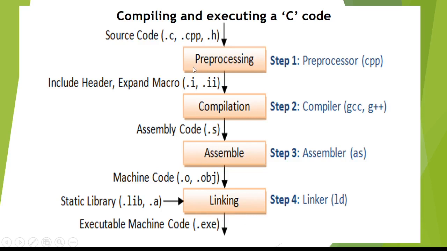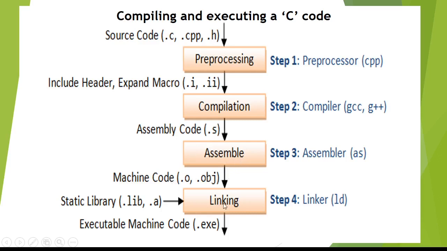You take a source code, a C program which has the extension .c, and it is passed to the pre-processing phase, which converts the source code into pre-processed code by including the header file into the source code, expanding the macros, and removing all the comments. The compiler then takes the pre-processed file and converts that code into assembly code. This assembly code is then converted into machine level instructions in the assembly phase.